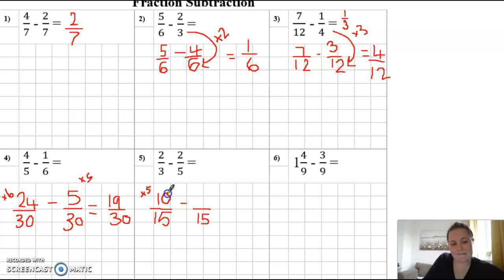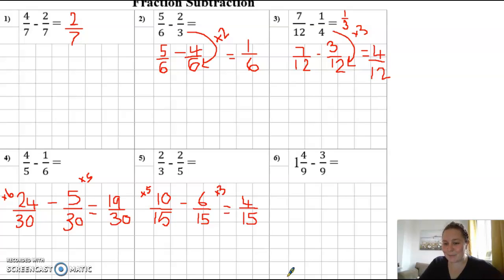5 times what is 15? We're going by 3 for this fraction. Same to the numerator, 2 times 3 is 6. 10 take away 6 is 4. So 4/15. Again, that can't be simplified because nothing goes into both 4 and 15.